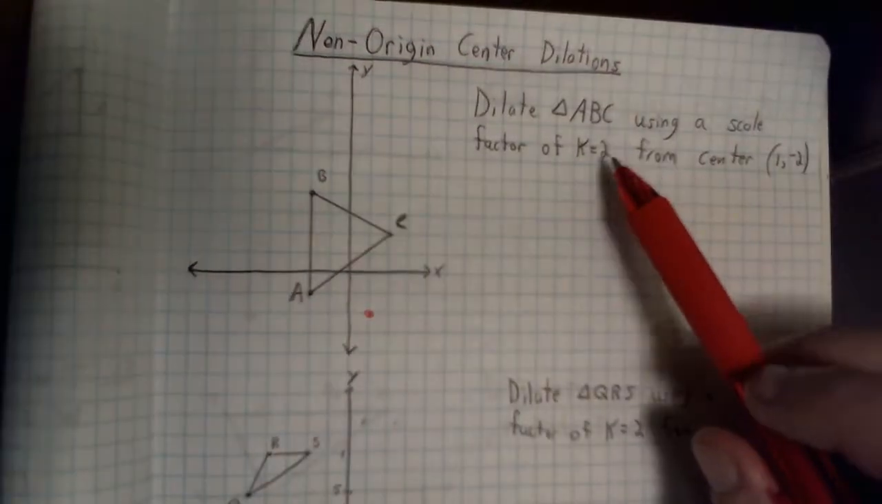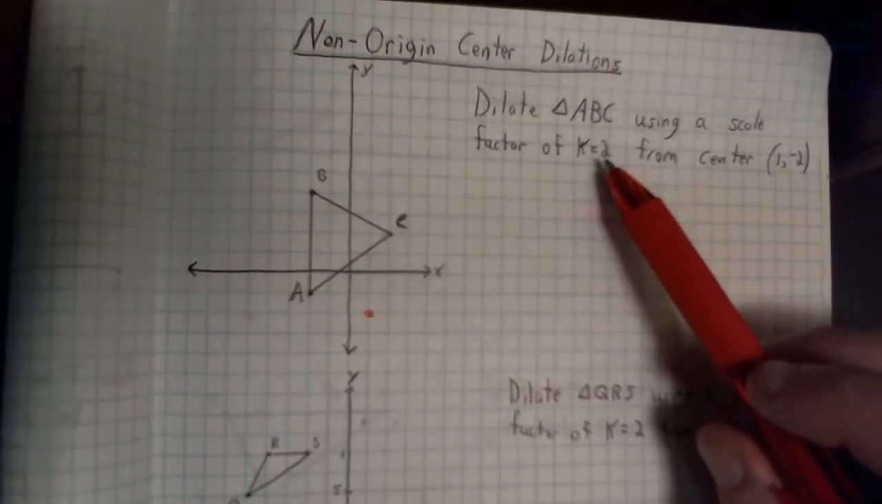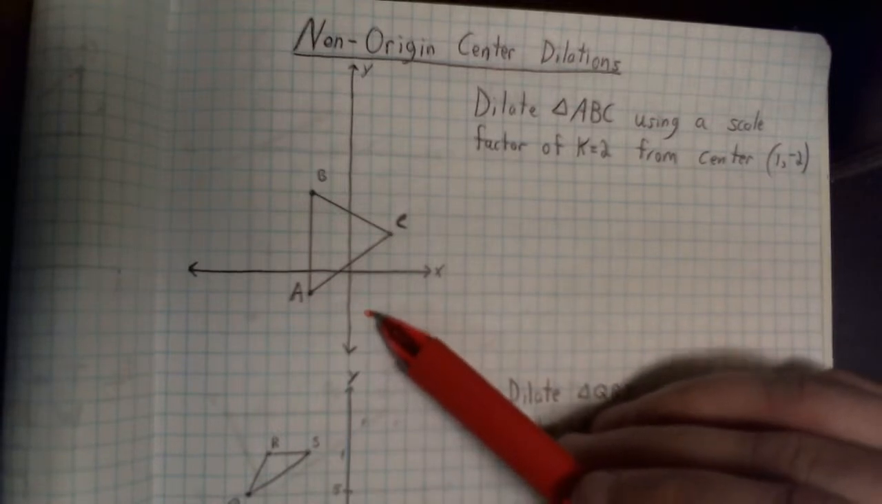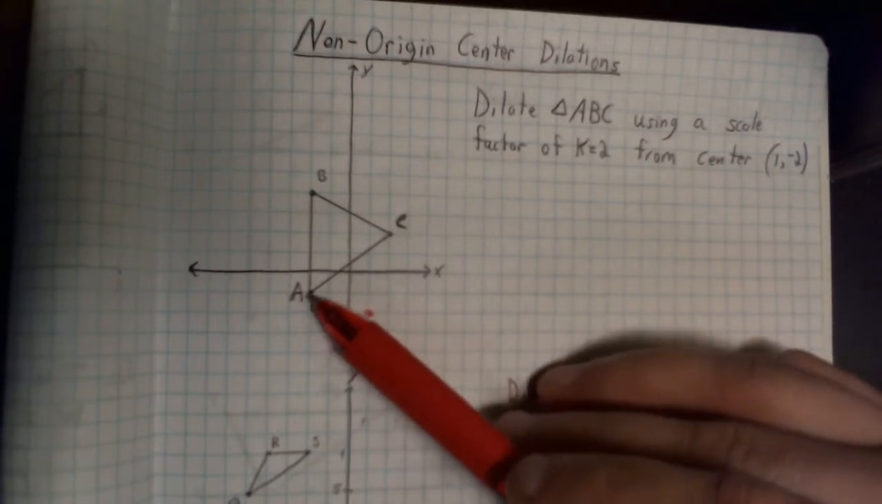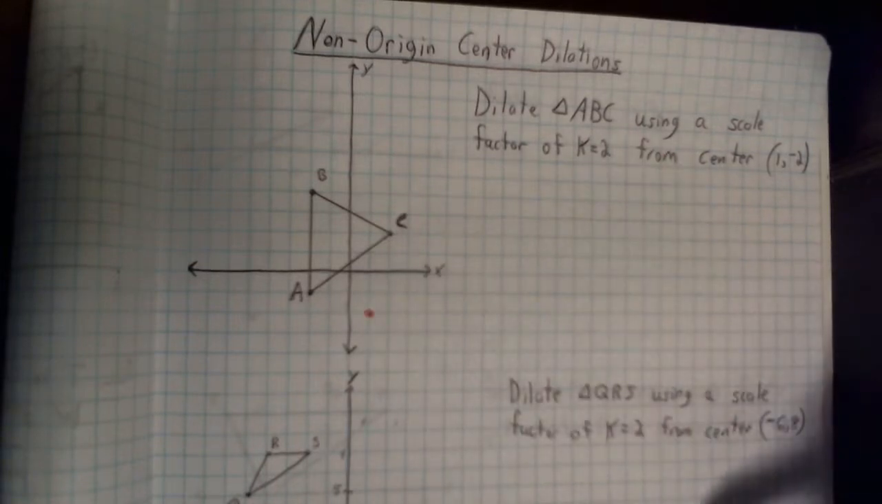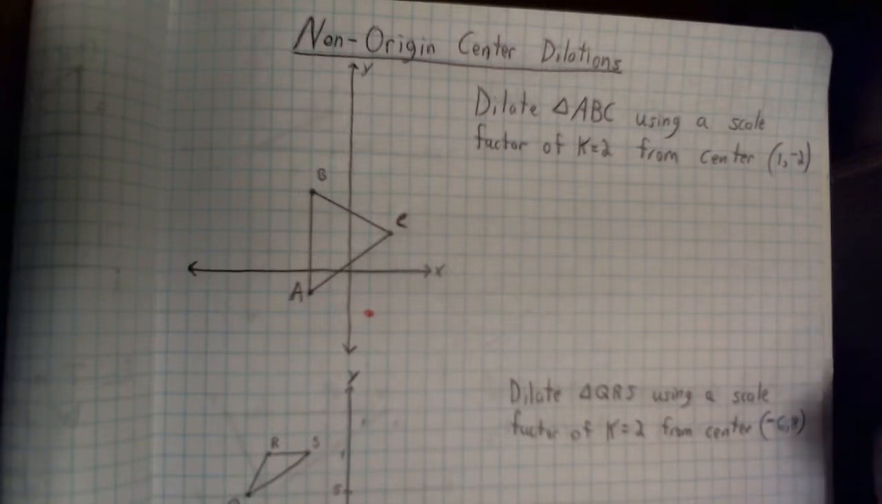Now, we want this triangle to be twice the size, which also means that it's going to have twice the distance from our center. Each of these vertices are going to be twice as far away at the end of this dilation. So we're going to just stick with the counting method for this particular example.